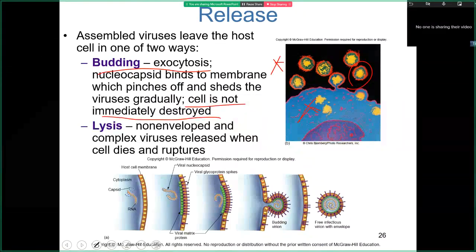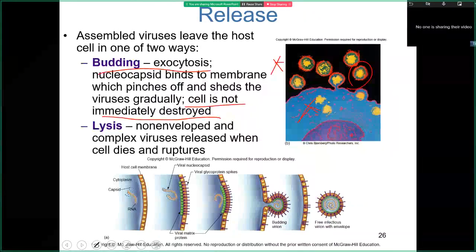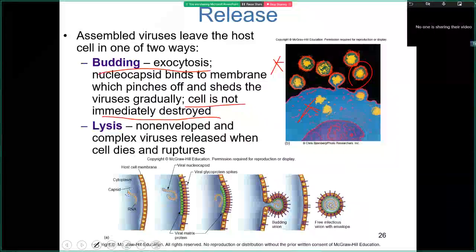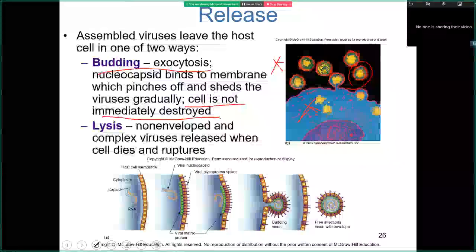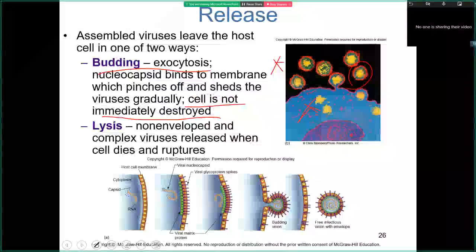Lysis is usually much more abrupt. Lysis is where you have a cell that has the assembly of lots of viruses, and they're all going to build up inside of that cytoplasm. You'll see their numbers building and building and building. The cell ultimately then will swell with all of those, and boom, it'll burst, and all of the virus is released explosively at that particular moment.